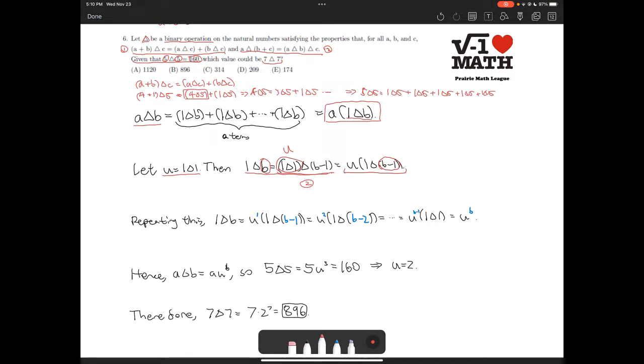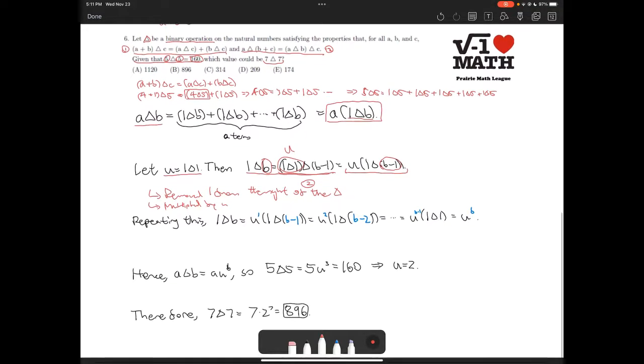So what has this done? Basically we removed 1 from the right of the triangle, and we also multiplied the entire expression by u. So by property 2, we basically have these steps.